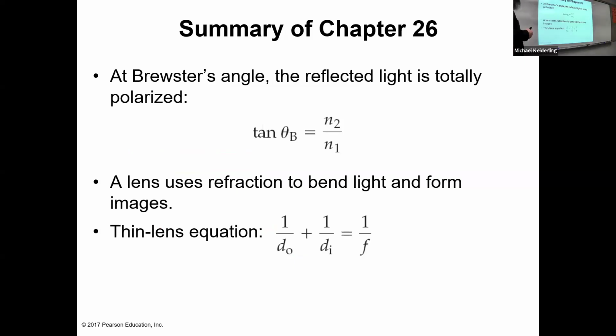And at Brewster's angle, the reflected light will be totally polarized. The tangent of Brewster's angle is the ratio of the index of refraction, n2 over n1.